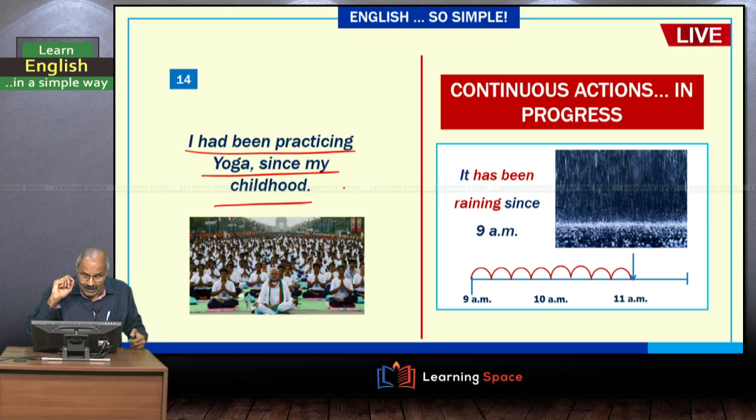So, these sentences please do not forget. Here, look at another one. This is similar to this. We have discussed that some action started, but is still continuing, it has not stopped. So, you have to understand this from that concept. I have been practicing yoga since my childhood, right. So, these things please do not forget.